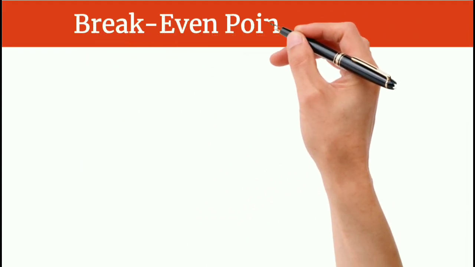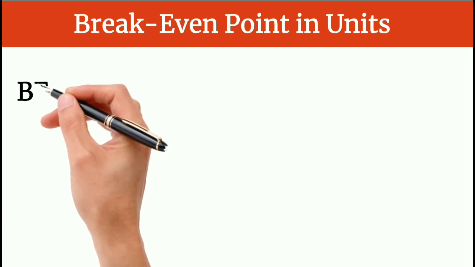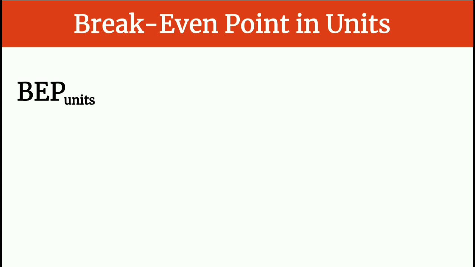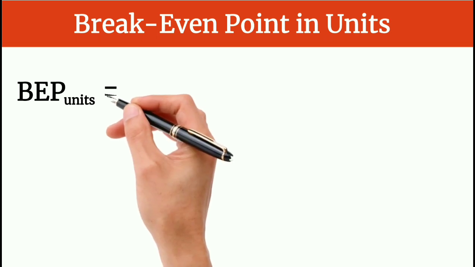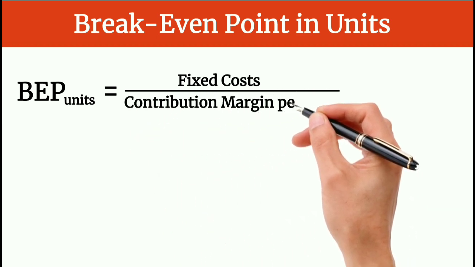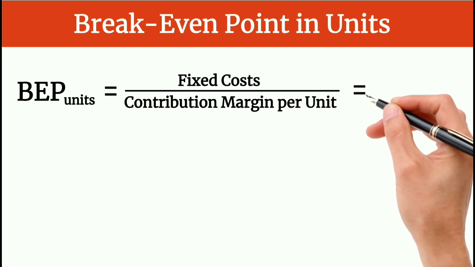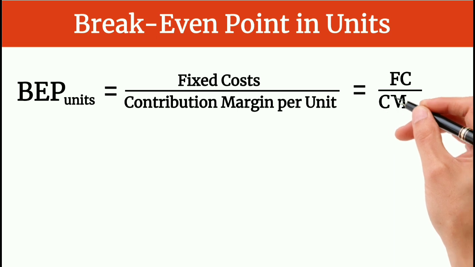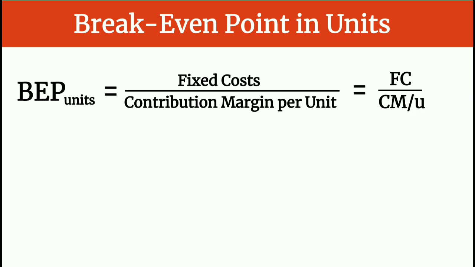Next, break-even point in units. Ano ba yung ibig sabihin ng break-even point in units? Kapag sinabing break-even point in units, ilang units ba yung dapat na mabenta para hindi magkaroon ng profit and at the same time para hindi magkaroon ng loss? Ang formula para makompute yung break-even point in units ay fixed costs divided by contribution margin per unit. Para mas madali, FC divided by CM per U. As you can see, pareho yung numerator ng break-even point in pesos at break-even point in units.